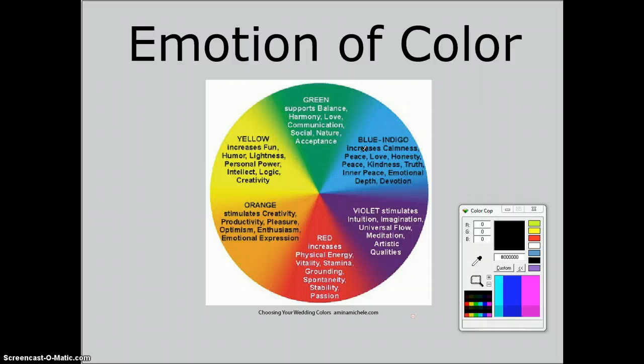But when you look at this person's definition of blue, and this was taken from a Choosing Your Wedding Colors website: calmness, peace, love, honesty, kindness, truth, inner peace, emotion, depth, and devotion. Excellent things when you're going into a wedding. Green: balance, love, harmony. There's some other colors that can cause all kinds of emotions to different people.